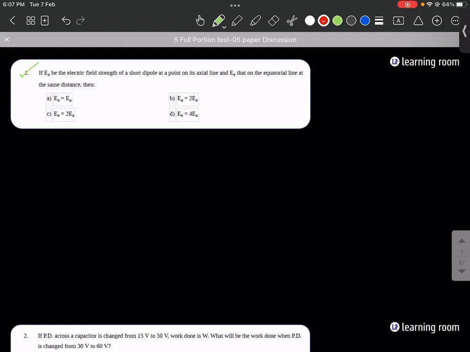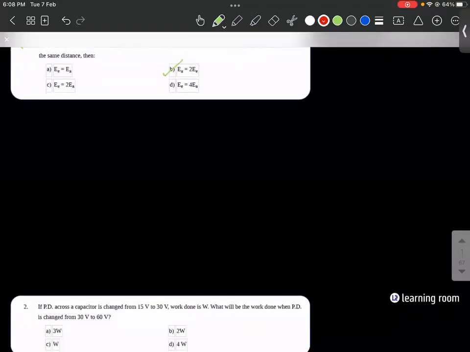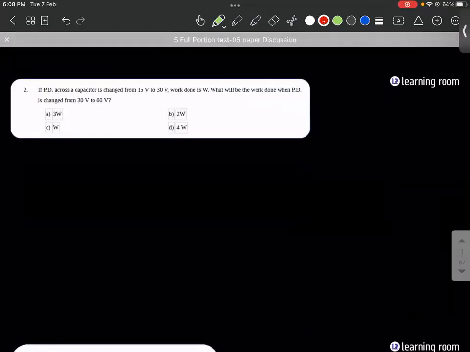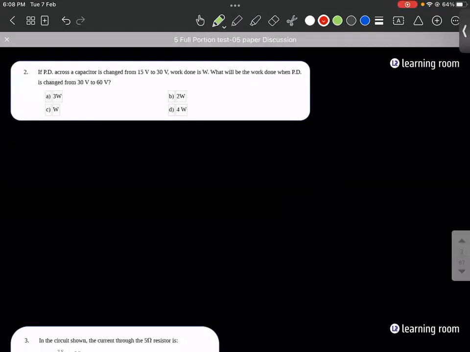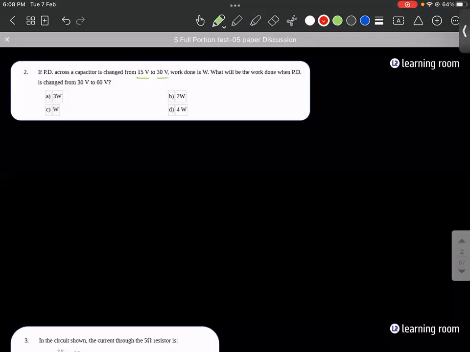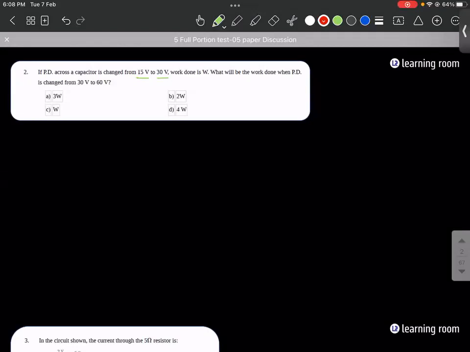So what is the answer for this? If EA is the electric field strength of a short dipole, the answer will be EA is equal to 2 times E equatorial. The potential difference across the capacitor is changed from 15 volt to 30 volt. Work done is W. What will be the work done when the potential difference is changed from 30 volt to 60 volt? So W is equal to Q into delta V.